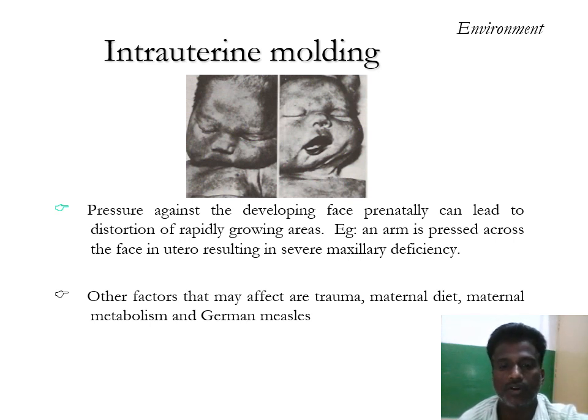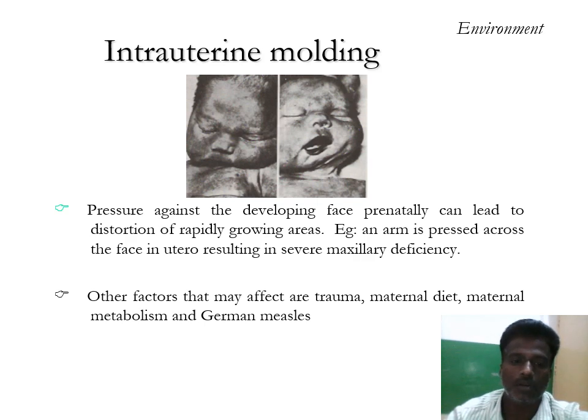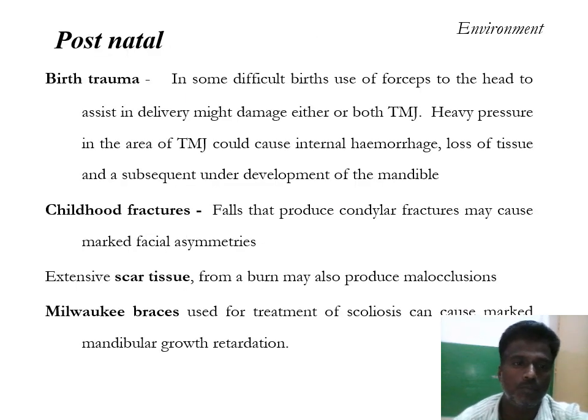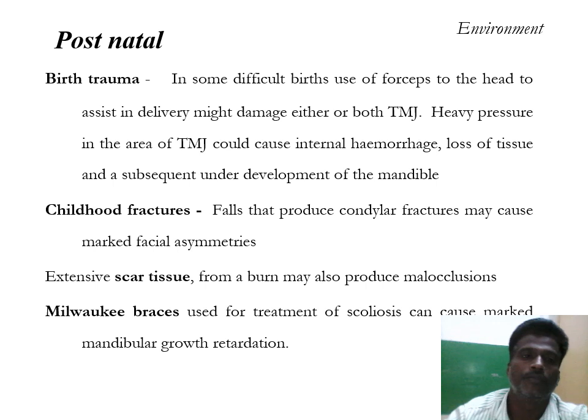Other factors that may affect are trauma, maternal diet, maternal metabolism, germinal. Then postnatal birth trauma, childhood fractures, and extensive scar tissue from a burn may produce malocclusion. Then birth trauma may lead to TMJ problems, ankylosis, internal hemorrhage, and subsequent underdevelopment of the mandible.